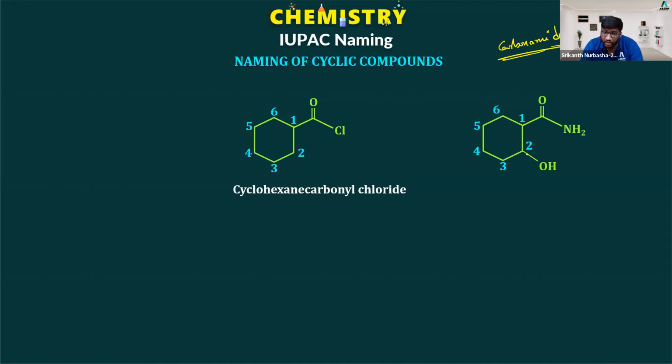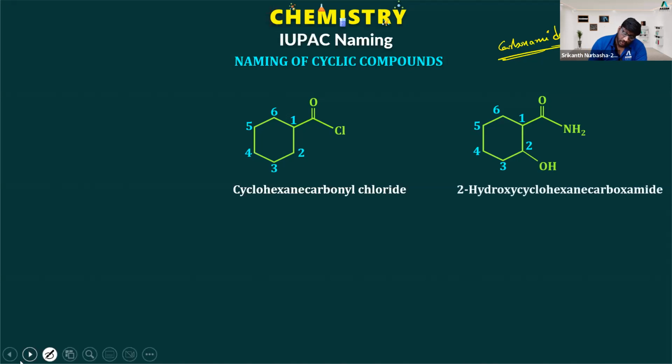On the second, you have hydroxy. So I can write the name of this compound as what? 2-hydroxy cyclohexane carboxamide. 2-hydroxy cyclohexane carboxamide, because carboxamide is the special suffix for that particular compound. Right?